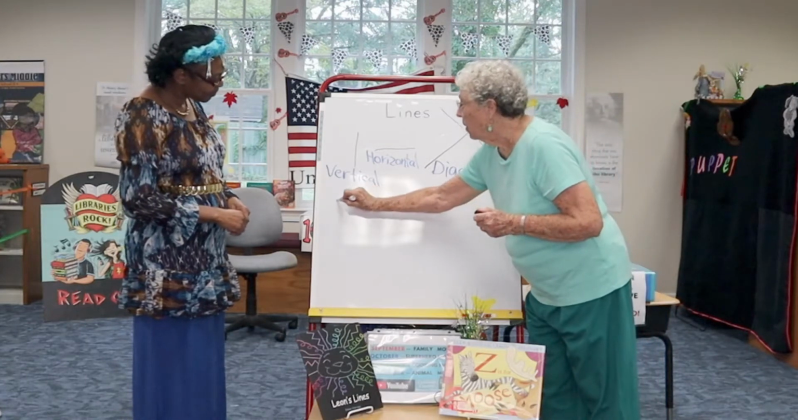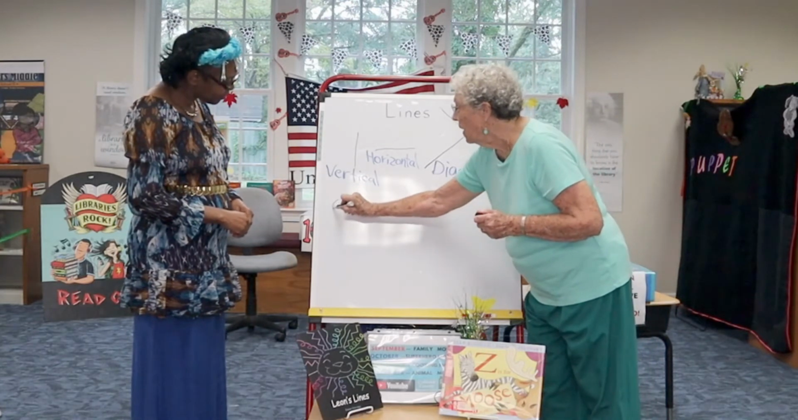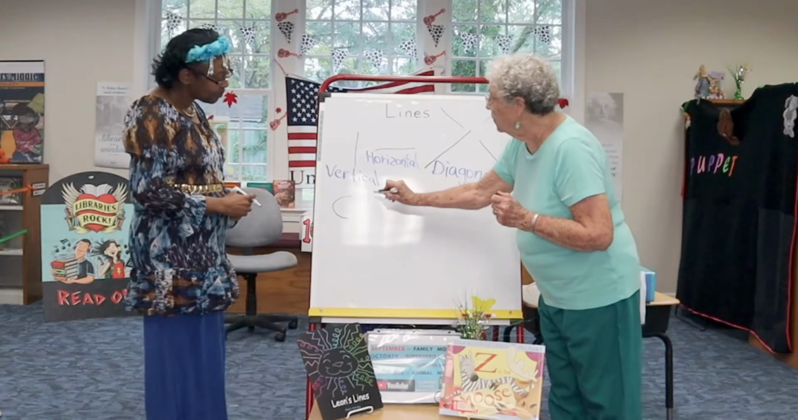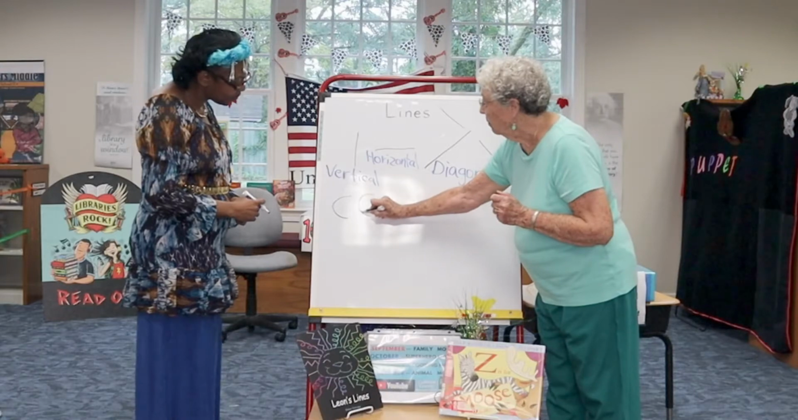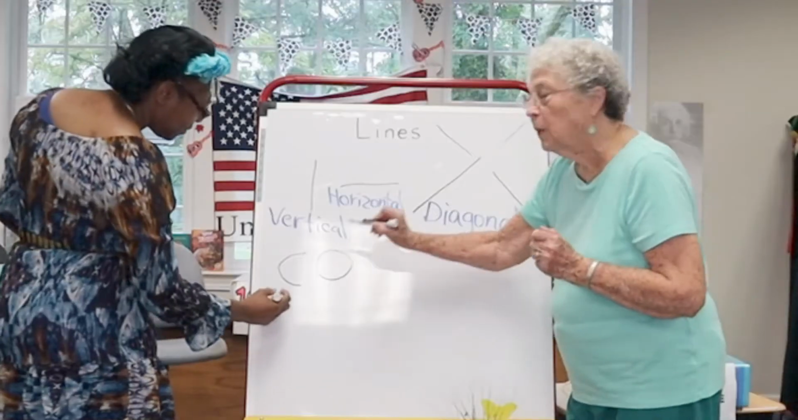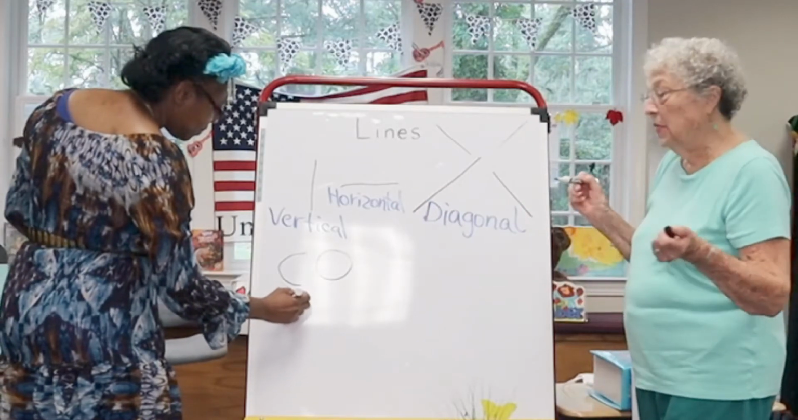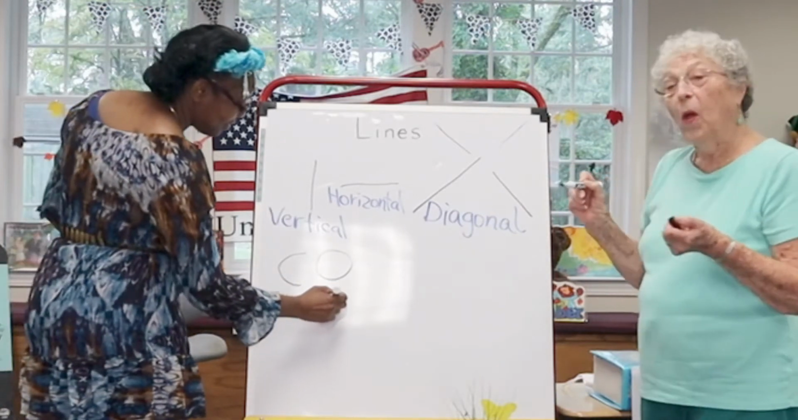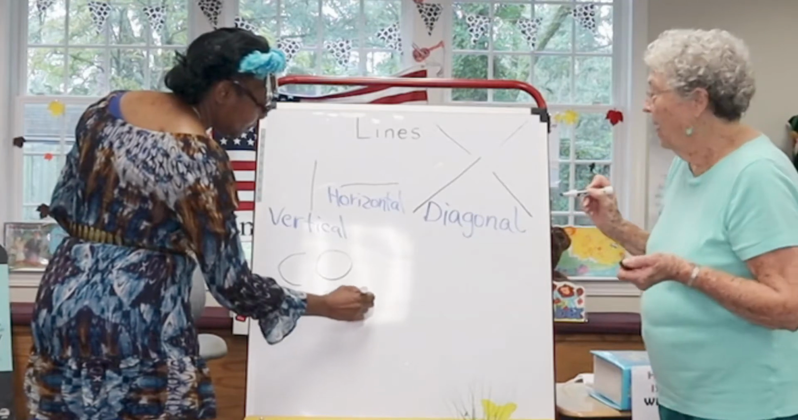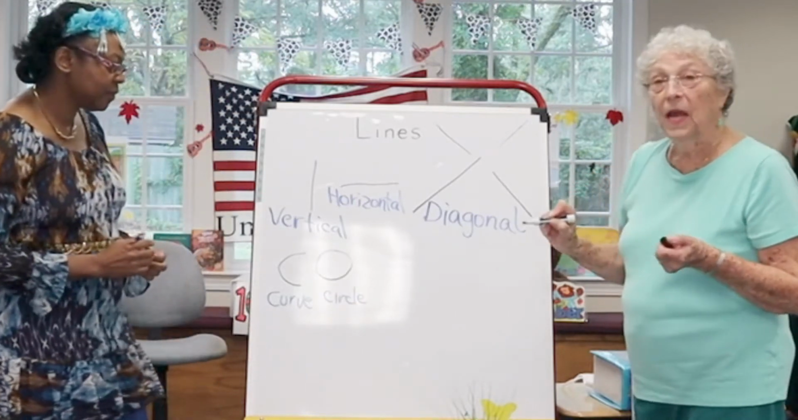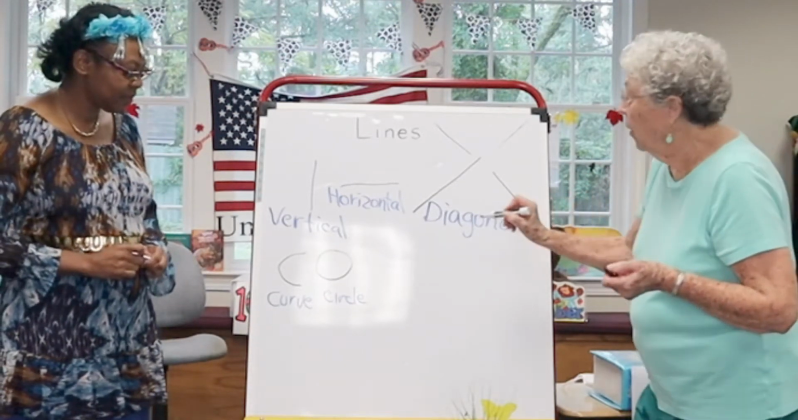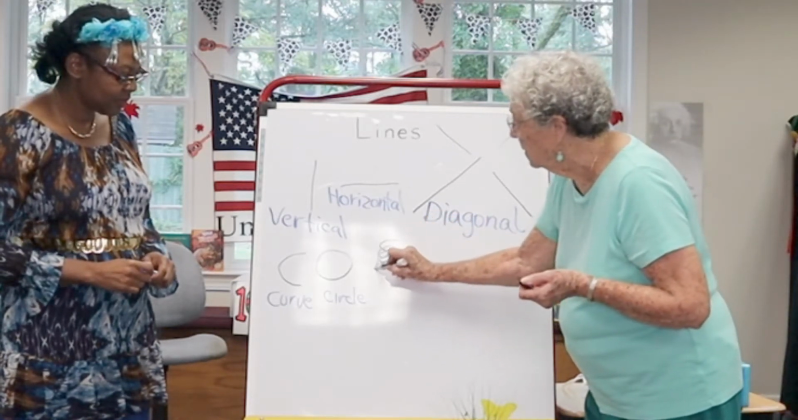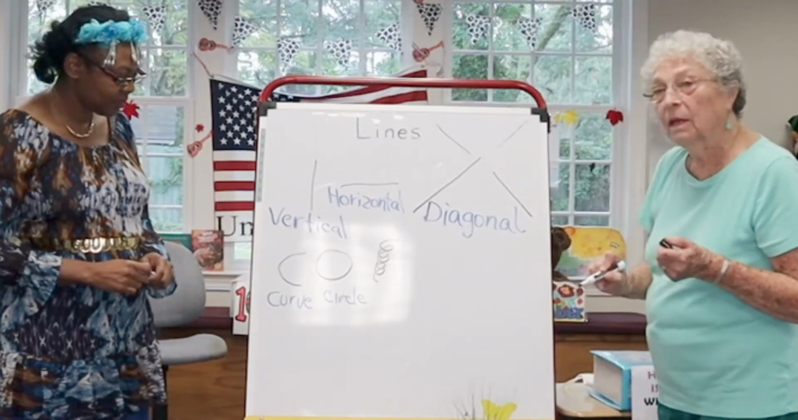We have a curved line. And if I want to keep going on that curve, I'll just keep coming around, and guess what? We have an O or a zero or a circle or a ball, whatever you want to call it. So that's a curved line. And curved lines can also be like this because they still are curving.